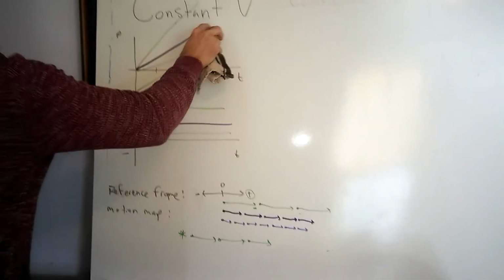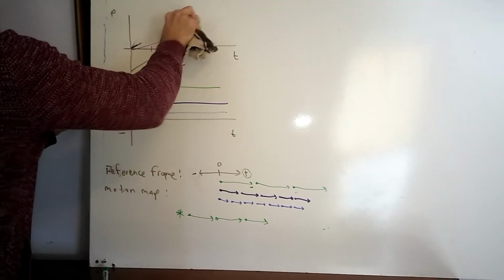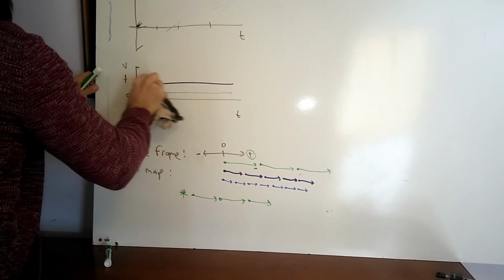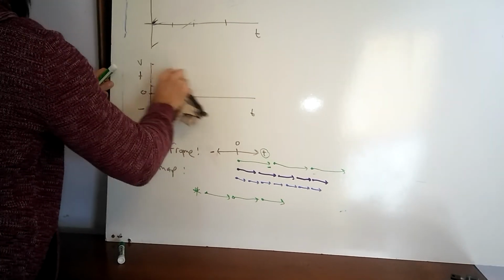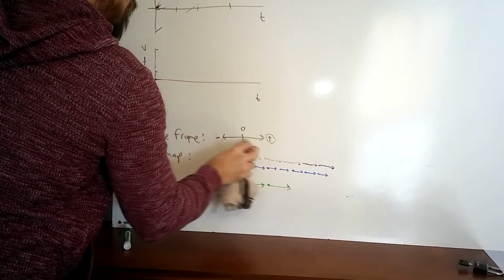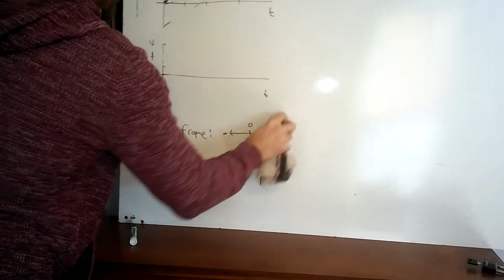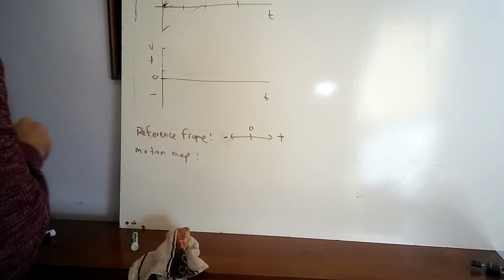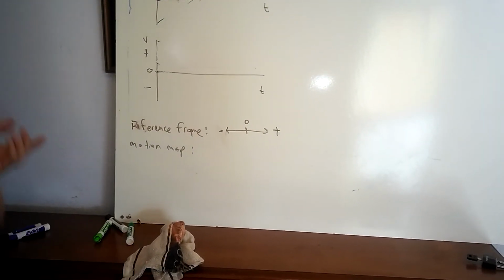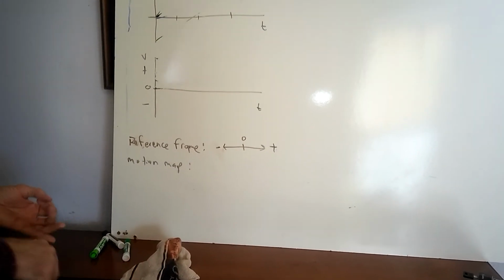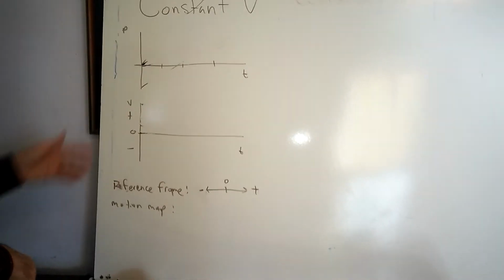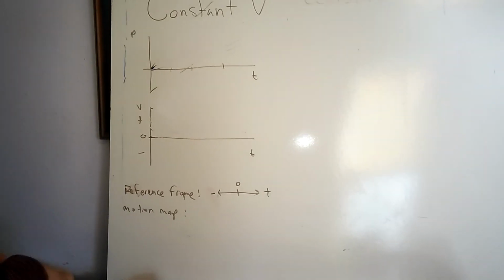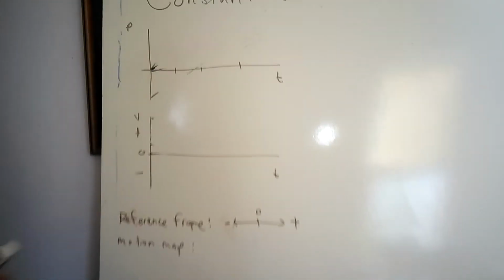Now if I want to look at going in a negative direction, all of the same rules apply. The slope of the position time graph is the velocity. And I know that the sign of the velocity is determined by which side I'm on. And the sign of the velocity is the direction you're moving. And all that needs to stay consistent with the motion map.